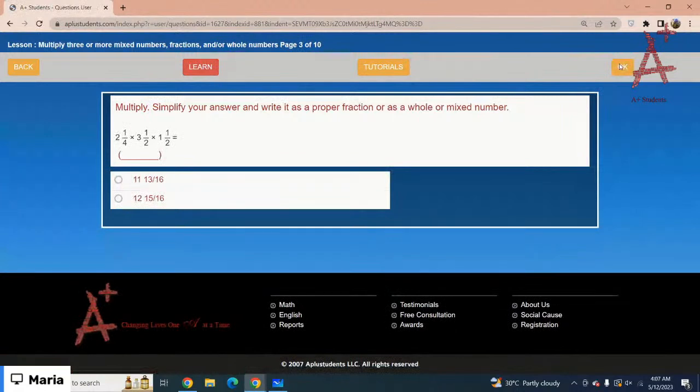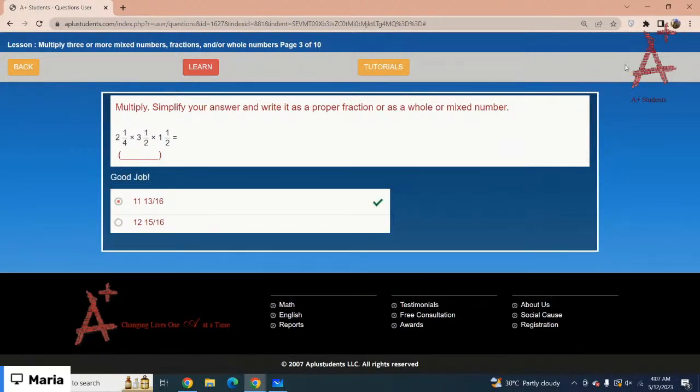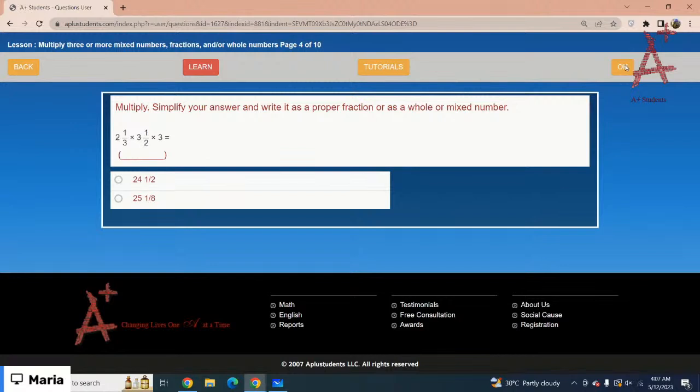Okay, the next one is, that's the one we did on the board, on the tutorial. 2 times 2 whole 1 by 4 times 3 whole 1 by 2 times 1 whole 1 by 2. It would be 11 whole 13 by 16. Got it? 11 whole 13 by 16 is the correct option. I just remember the answer because I made a mistake on this one.